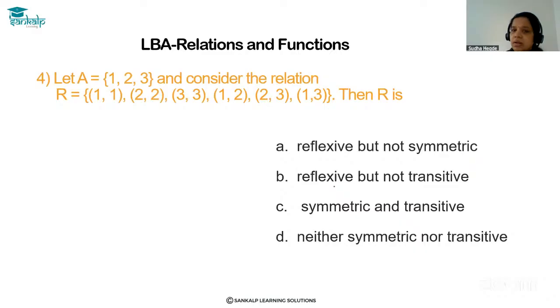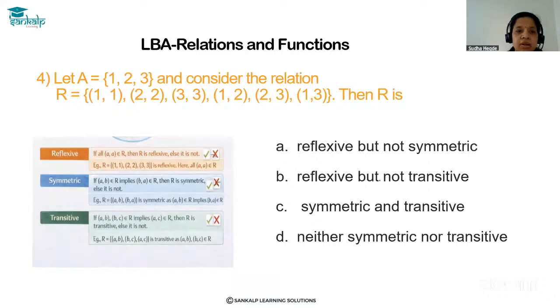Hi students, let us take the question. Let A = {1, 2, 3} and consider the relation R = {(1, 1), (2, 2), (3, 3), (1, 2), (2, 3), (1, 3)}. Then you need to check R is reflexive, symmetric or transitive or an equivalence. Okay. So given the relation R contains (1, 1), (2, 2), (3, 3).